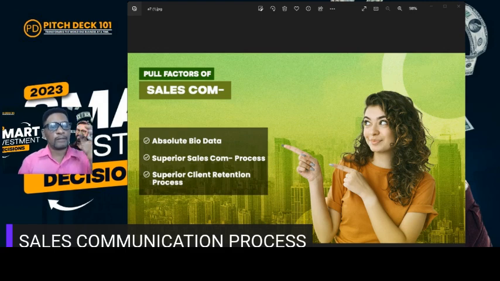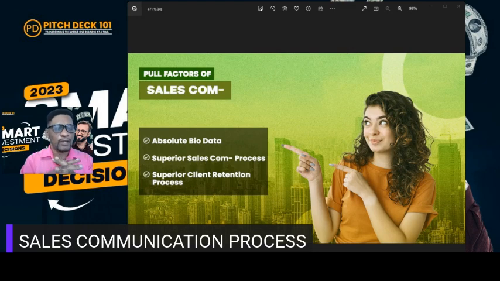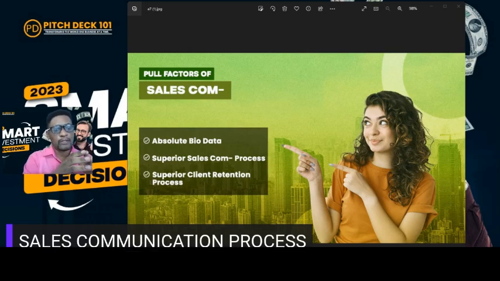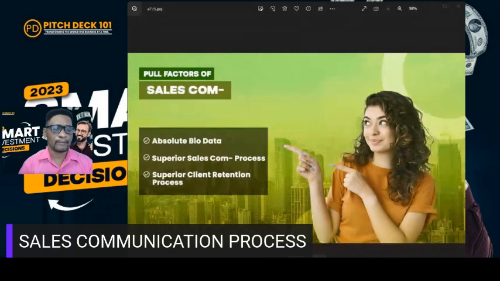It is our genuine belief at Pitch Deck 101 that if you and your team take the time to understand how the sales communication process works, it will significantly bring down the high level of failure among rising stars in business. Now, you're not failing necessarily because you have a bad product or service, but you're failing because you're not able to strategically position your value proposition in front of the ideal client. And you're not able to do this because you are not observing the absolute biodata as proposed in this program.